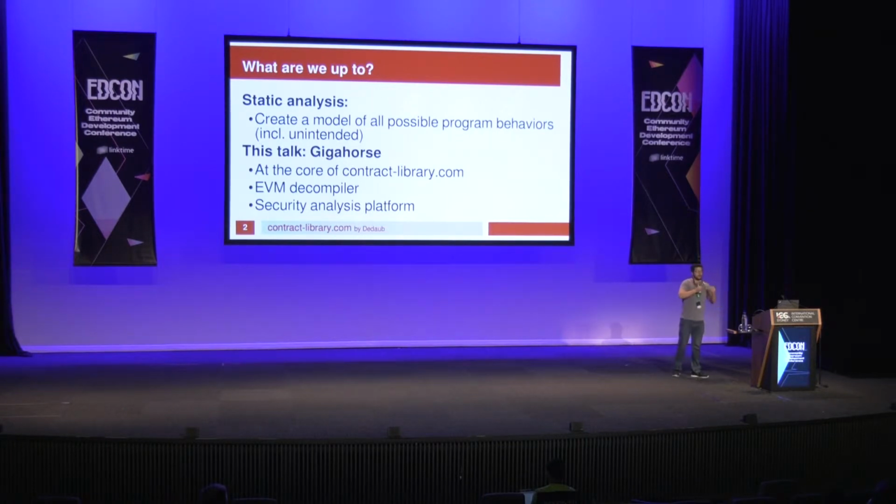In this talk, I'm going to be talking about GigaHorse, which is the underlying framework of Contract Library. It's an EVM decompiler, so from bytecode back to a source level representation, but it's also a framework for doing sophisticated security analysis tools with very little code. So Contract Library is a free service, right? You can go to contract-library.com while I'm speaking.